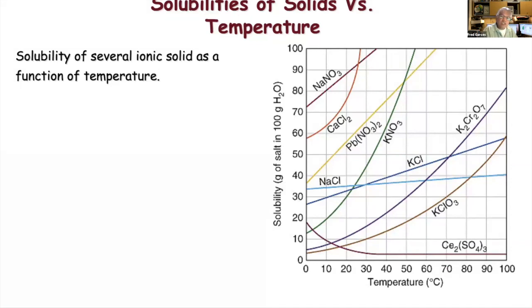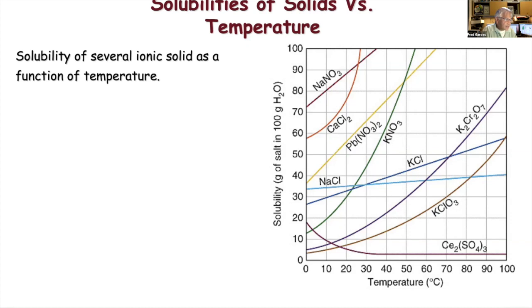It shows you the solubility of these substances, these ionic substances. You know it's ionic because they've got a metal and an anion. It says right here, solubility, grams of salt in 100 grams of water. So you have 100 grams of water. All these are in 100 grams of water. And look what happens when you raise the temperature. The solubility goes up. In other words, more of it starts to dissolve in the water.